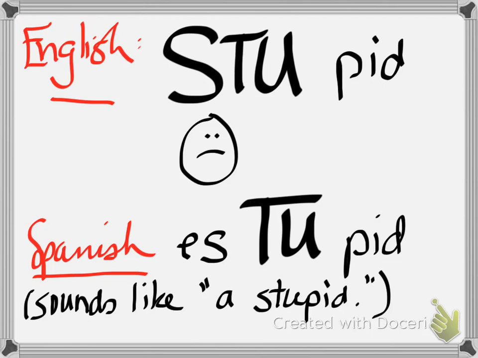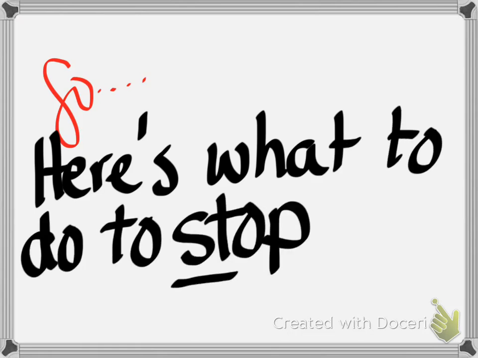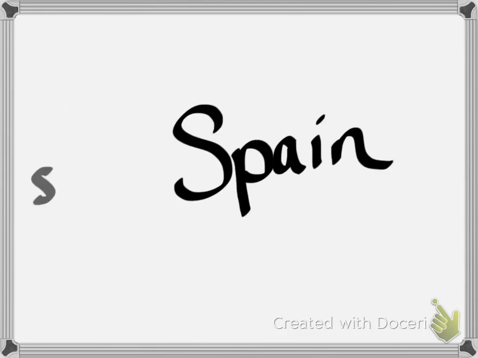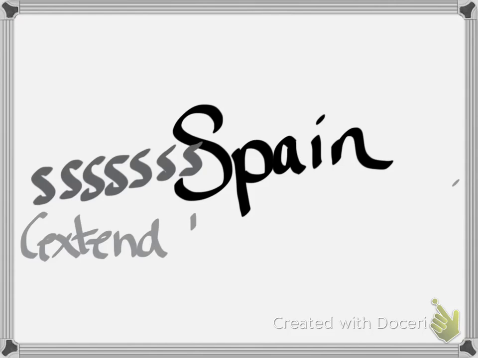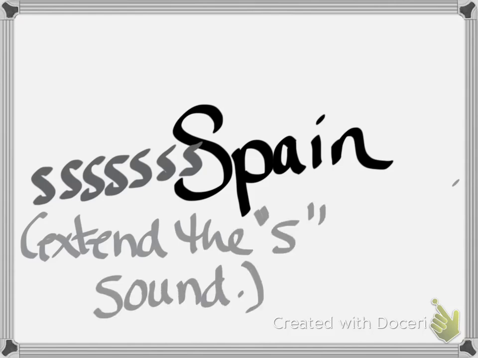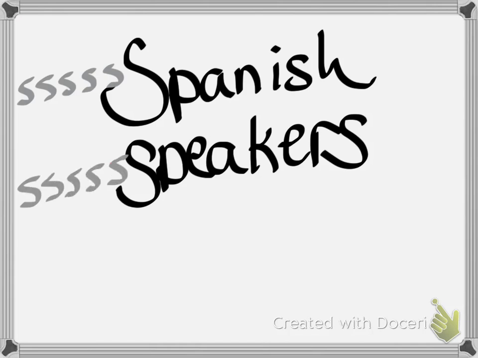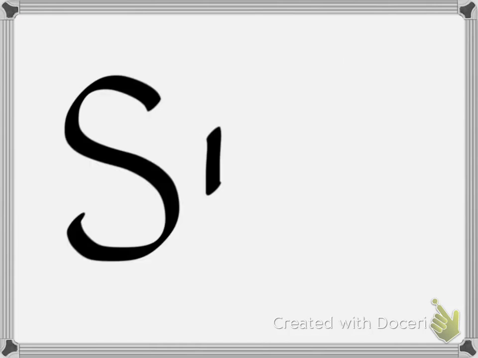And that's grammatically incorrect because you can't use an adjective in the place of a noun. So, here's what you do to fix it and not create confusion with the sounds. If you think about it, it's easy to extend that S sound. So rather than trying to say S pain, all you need to do is extend the S at the beginning. Spain. Same with Spanish. Instead of Spanish speakers, Spanish speakers.